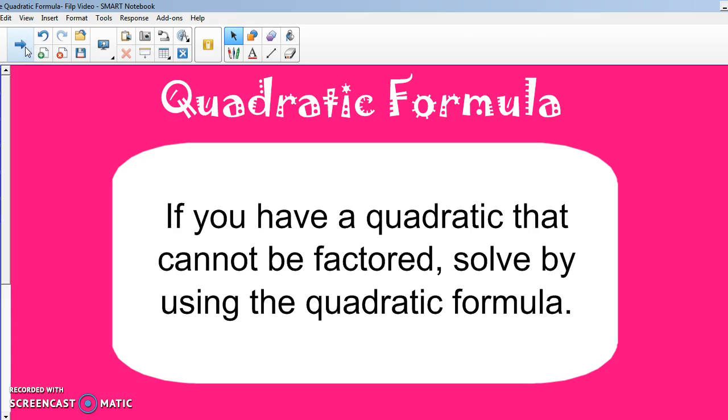The quadratic formula is an awesome formula that can help us solve a quadratic function. So we already know if we're trying to find the solution of a quadratic function, we can look at the graph and find the x-intercepts, or we can solve it by factoring. The quadratic formula is what we're going to use when it cannot be factored.